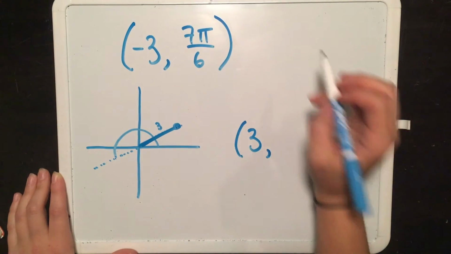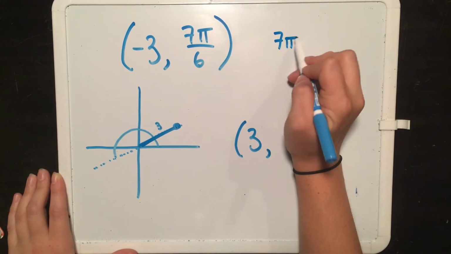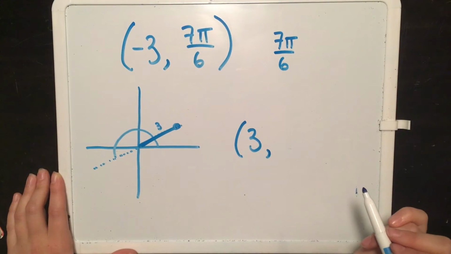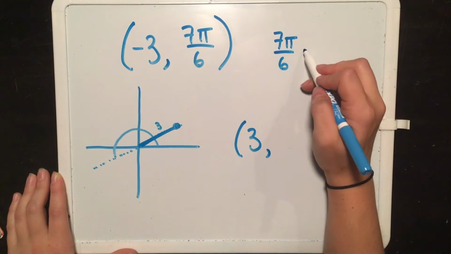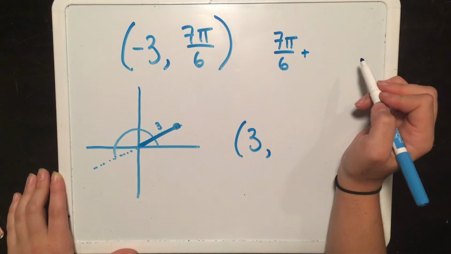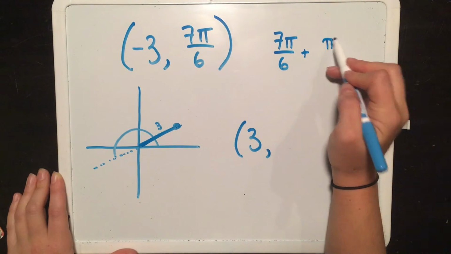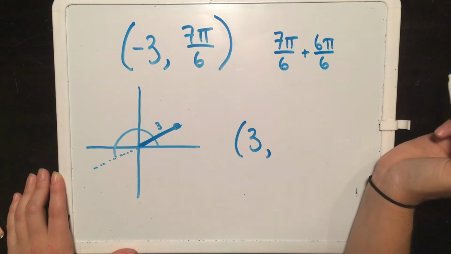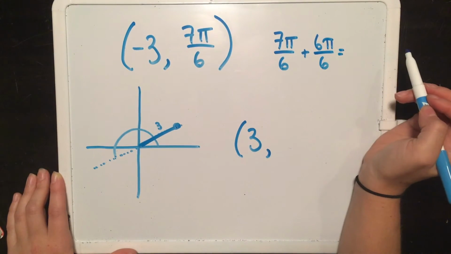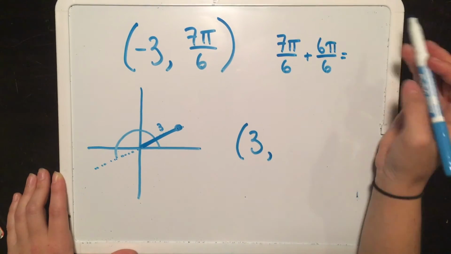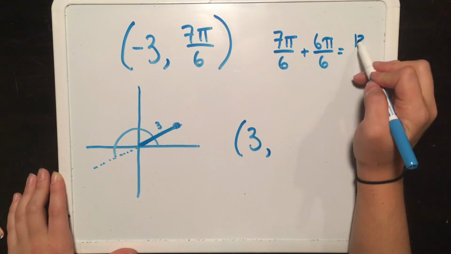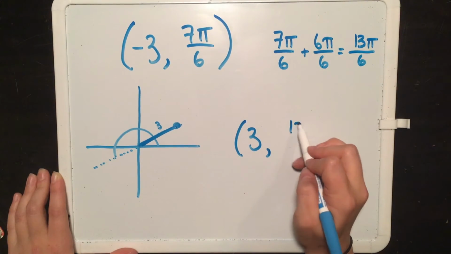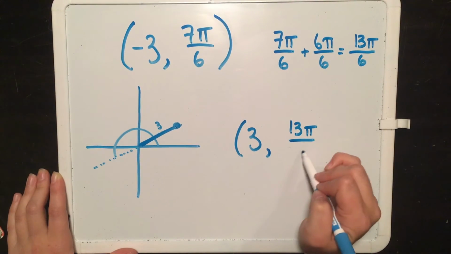So we can take our angle, 7 pi over 6, and add 180 degrees, but we have to add it in radians. 180 degrees is the same as pi, and if we want a common denominator, we're going to multiply the top and bottom by 6, and when we add the numerators and leave the bottom the same, 13 pi over 6. So that can become our coterminal angle.